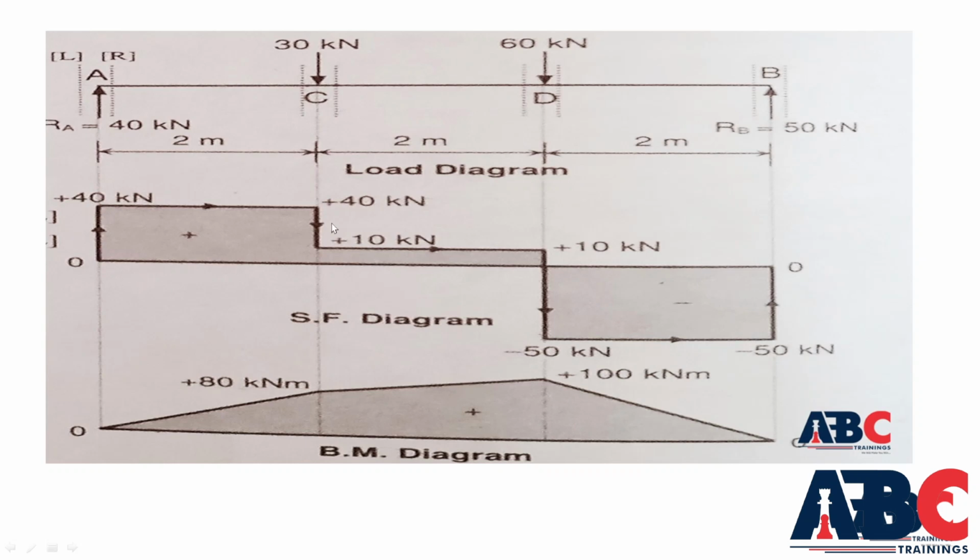Finally, we got the shear force diagram and bending moment diagram for this beam. It is 40 kilonewton, carried forward as 40 kilonewton. Then it becomes 10 kilonewton. Similarly, carried forward to point D, it is 10 and becomes 50. Then again it is 10 minus 15, and finally it is 0 at the end. Similarly, the bending moment diagram comes out positive. At point C it is positive 80 kilonewton meter, and at point D it is positive 100 kilonewton meter.